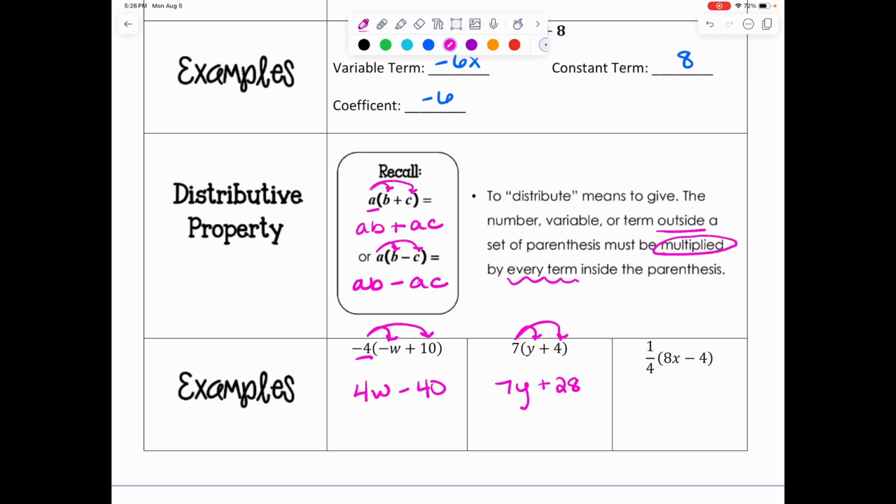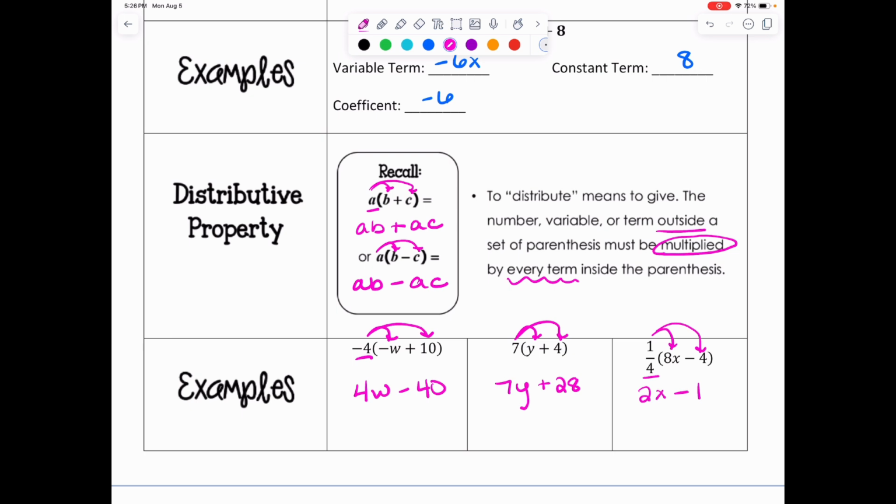And in our last one, we're throwing this one in the mix because there's a fraction outside. It does not change anything, and please feel free to use your calculator whenever you need. 1/4 of 8 is the same thing as 8 divided by 4, so 1/4 of 8x would be 2x, and then 1/4 times negative 4 would be negative 1. So our answer there would be 2x minus 1. So that's one of the important skills we want to review today: the distributive property.